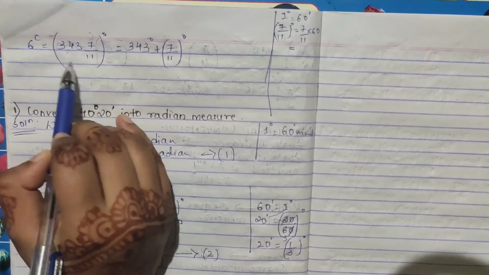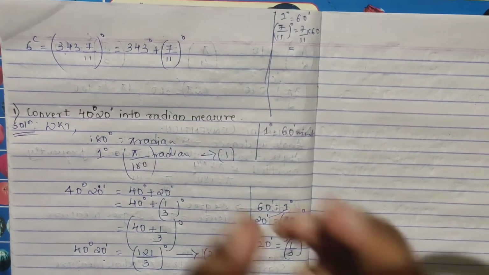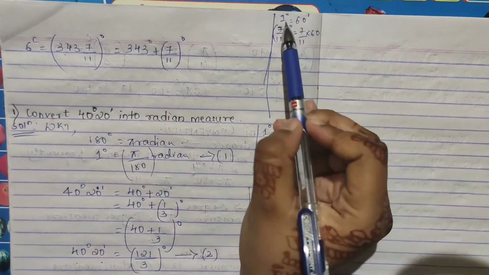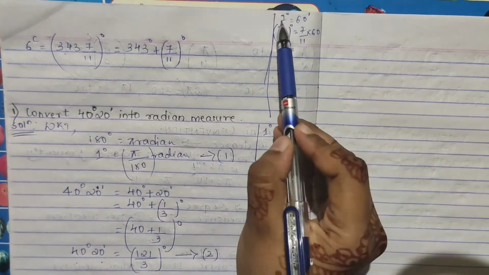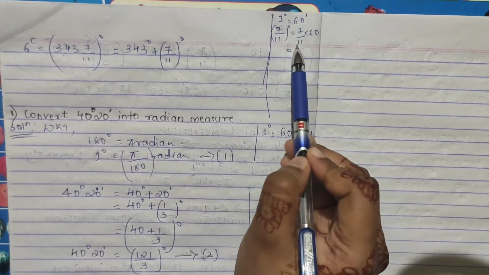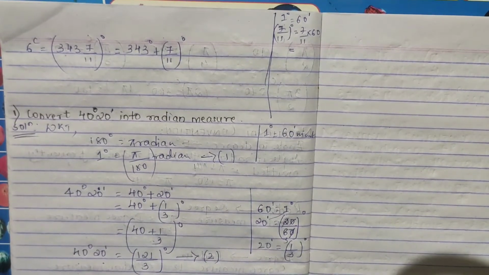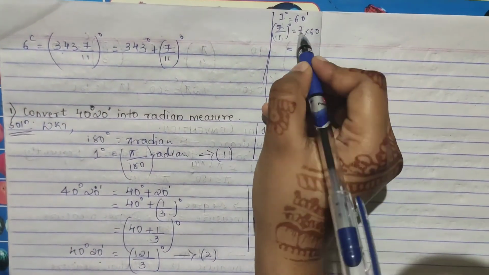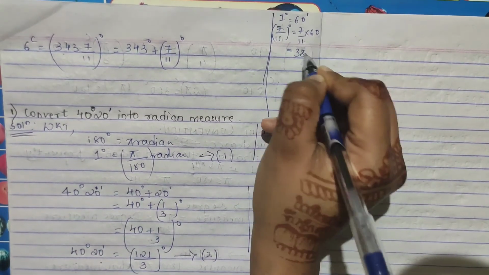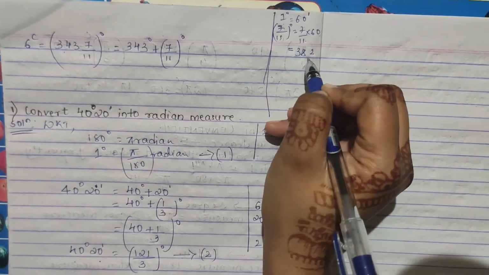If it is like this, how do we write it? 343 plus 7 by 11 degree, because this again we will convert into minutes. As you know, 1 degree is 60 minutes. So 7 by 11 degree will be what? 7 into 60 by 11. So 7 into 60 by 11, how much do you get? If we multiply this and divide by 11, you get 38 and 2 by 11.